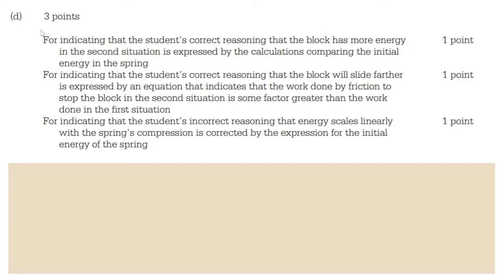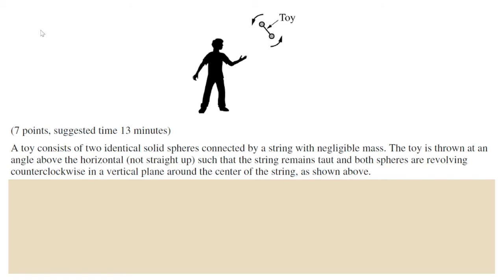All right, moving on here. Second question. I thought this one was much easier than the first one. Give you a little break after that toughie. This one says here, a toy consists of two identical solid spheres connected by a string with negligible mass. The toy is thrown at an angle above the horizontal, not straight up, such that the string remains taut and both spheres are revolving counterclockwise in a vertical plane around the center of the string, as shown above.